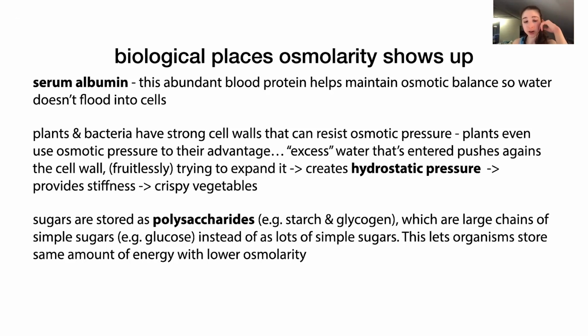Another osmotic trick: cells, because remember they have a bunch of stuff already, are going to store their energy in the form of polysaccharides, like starch and glycogen, which are large chains of simple sugars, instead of lots of simple sugars. So instead of lots of individual glucose, if you link those up, you have fewer dissolved particles, and so they can store the same amount of energy with lower osmolarity.